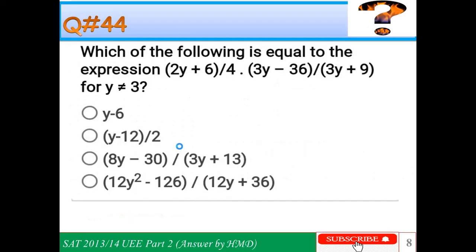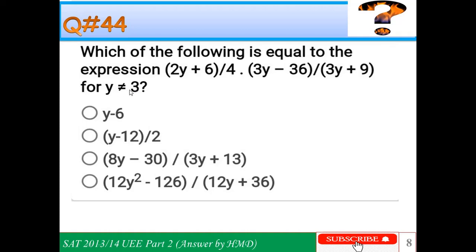Thank you very much. Here is the last question for this video, which is question number 44. Which one of the following is equal to the expression 2y plus 6 over 4 times 3y minus 36 over 3y plus 9 for y different from 3?